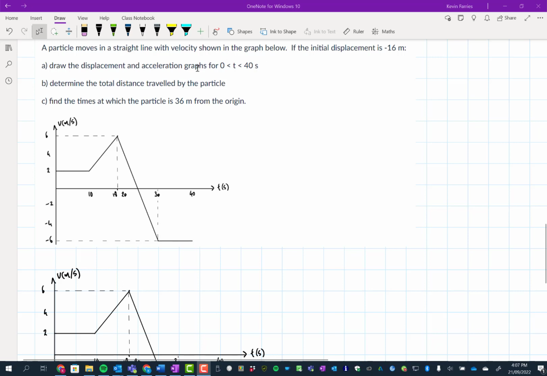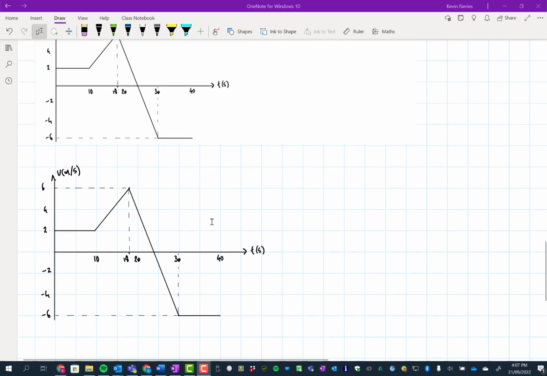So a particle moves in a straight line with the velocity shown below. So it's going at 2 meters per second for 10 seconds. Then we can see it's accelerating until it gets to 6 meters per second at 18 seconds. Then it's decelerating till it gets to minus 6 meters per second at 30 seconds. And then it's traveling at constant speed of minus 6 meters per second after that.